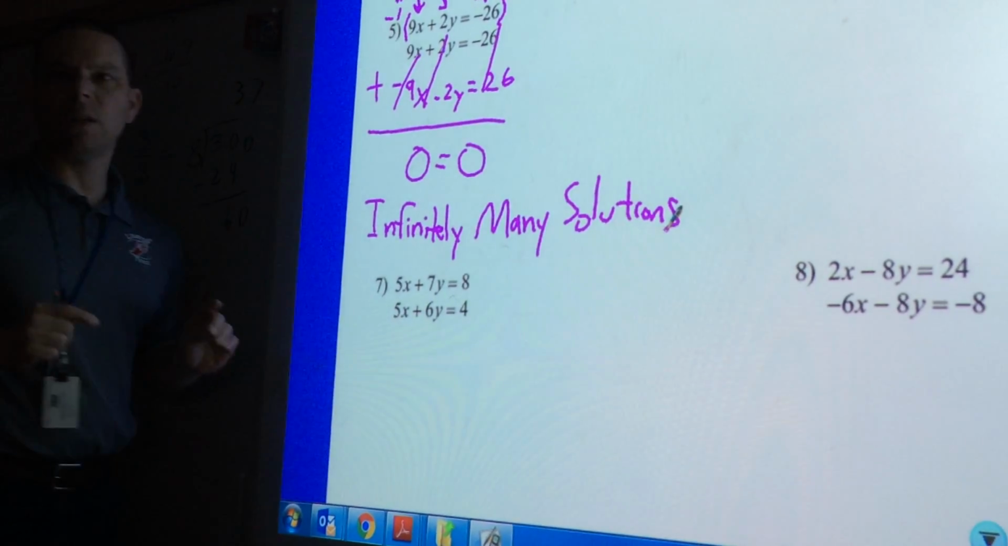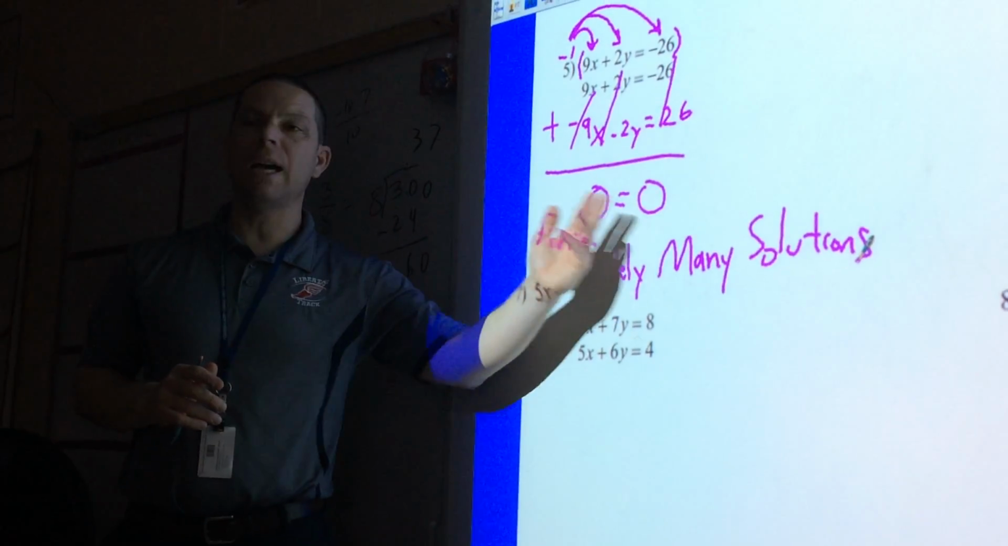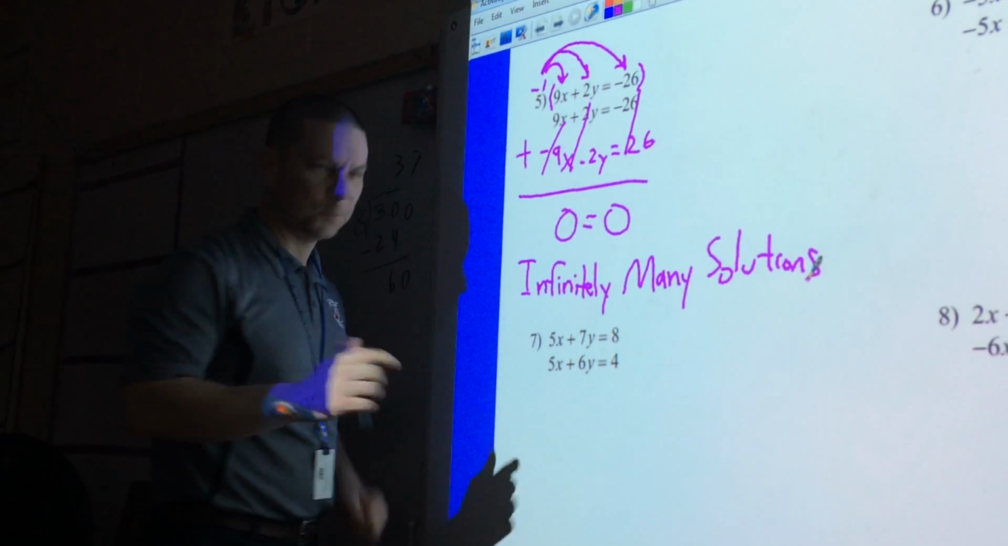What's the other possibility in a case like this? If the variables went away and we ended up with a statement that was not true, we would get no solution. All right?